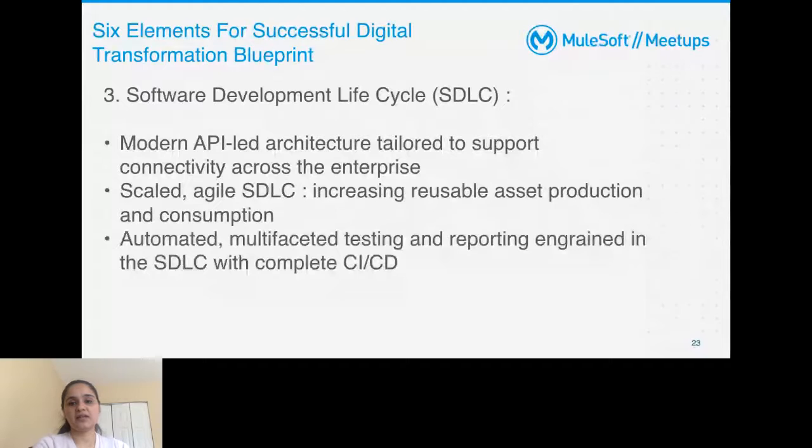Third one is the software development lifecycle. This element is very important to modernize the existing architectures into the API-led connectivity architecture to support the connectivity across the enterprise. So with this API-led architecture and the application network, all the data components, digital assets, everything will be connected, and that's the goal that we want to achieve as digital transformation. So a scaled and agile SDLC, for increasing reusable asset production and consumption. Make it automated, multifaceted testing and reporting in the SDLC with complete continuous integration and continuous delivery.